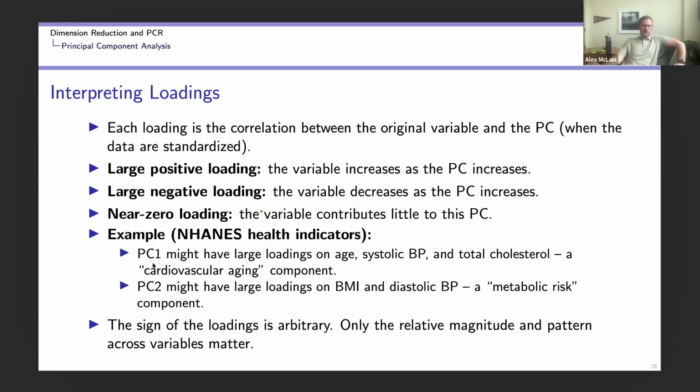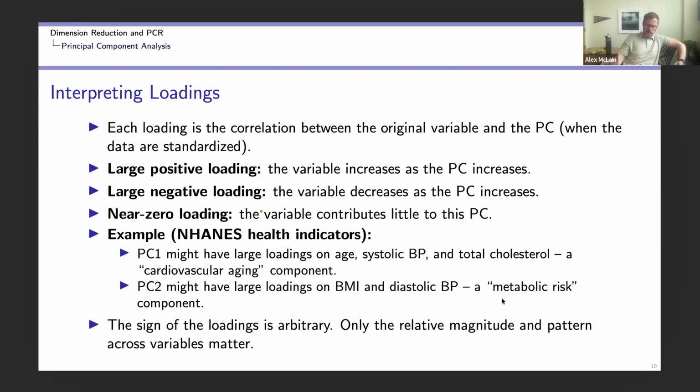So we're going to look at this with NHANES. PC1 might have a large loading on age, systolic blood pressure, total cholesterol. It's like a cardiovascular aging component. Principal component 2, okay, it's BMI, systolic blood pressure. All right, this is a metabolic risk component.